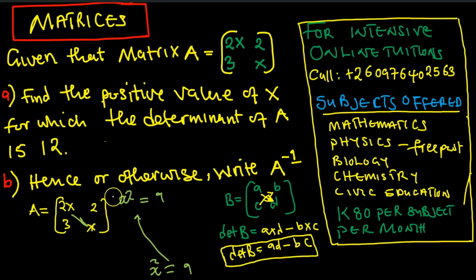Now, at this point, you introduce the square root on both sides. Therefore, you are going to find the value of x. x is equal to plus or minus 3. Now, what this means is that you have two values of x here: x is equal to 3 and x is equal to negative 3.